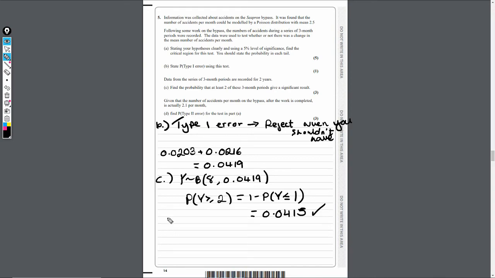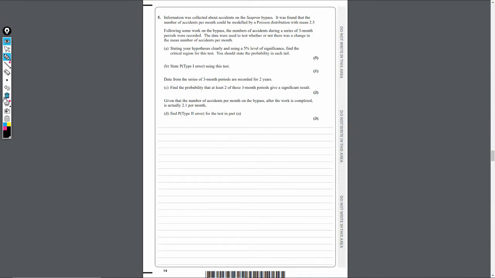And then finally for D, we have to find the probability of a type 2 error. And it's modelled by a slightly different scenario, because after the work's completed, the actual mean is 2.1 per month. Okay, so I'm going to need a new distribution now. So if I clear this. So if it's 2.1 per month, and we're looking at a 3-month period, well, I'm going to have to scale that up by 3, right? I'm going to have to times it by 3. So my new distribution is Y is distributed Poisson with a mean of 6.3, okay? Because 2.1 times 3 is 6.3.